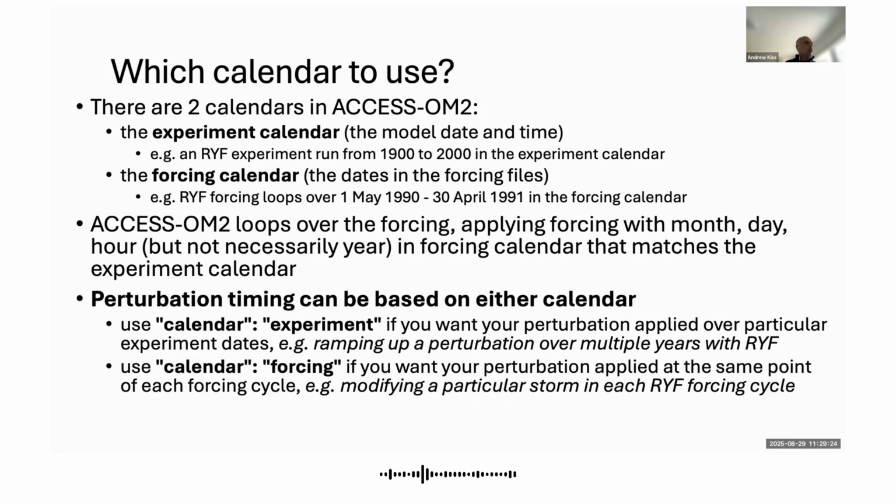But then there's the forcing calendar. These are the dates that are actually in the forcing files that you're using as the model runs. In RYF, it's actually looping over this 12-month lump of data over and over again. So there's a calendar associated with that.